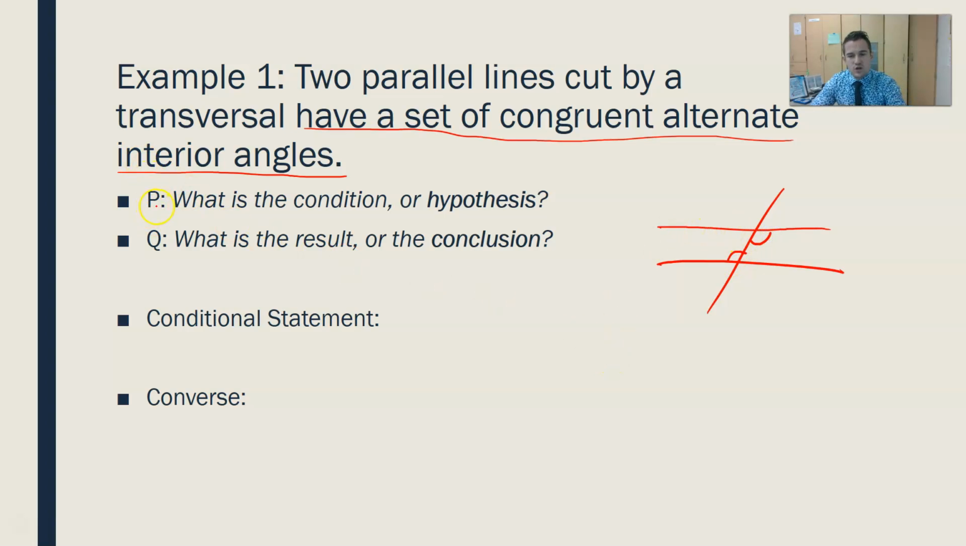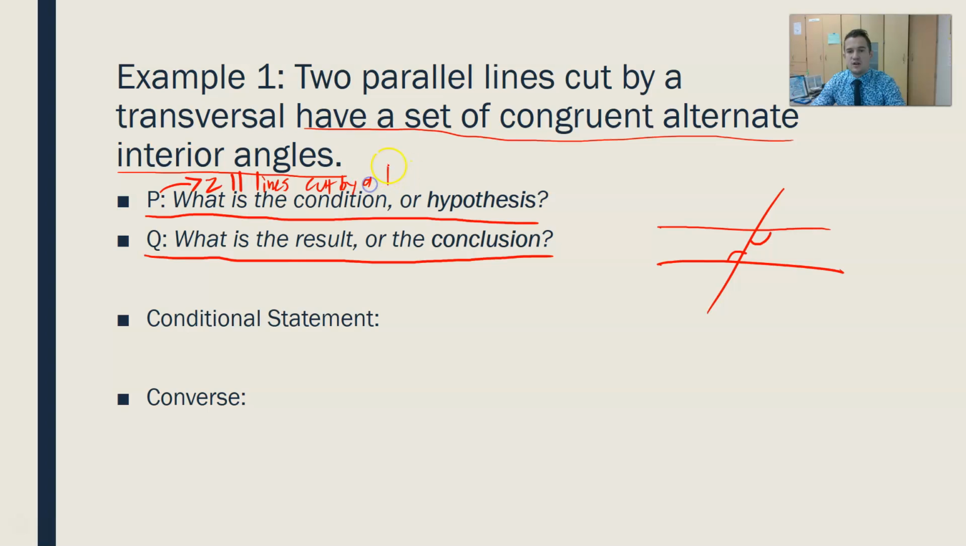So, we're trying to identify here, first of all, what's the condition? What's the hypothesis? And Q, what is the result or the conclusion? So my condition, my P here, is that I have 2 parallel lines cut by a transversal. And I use those double train tracks to represent parallel lines. So that's my condition, that's my hypothesis.